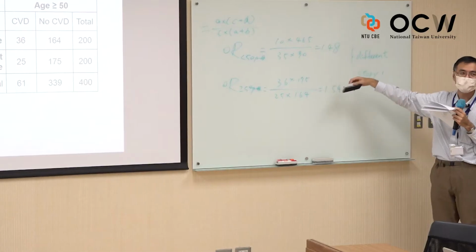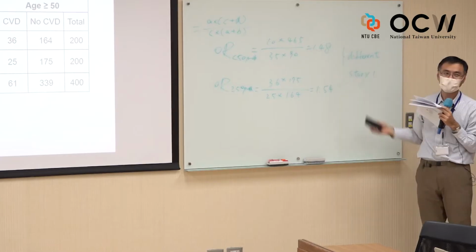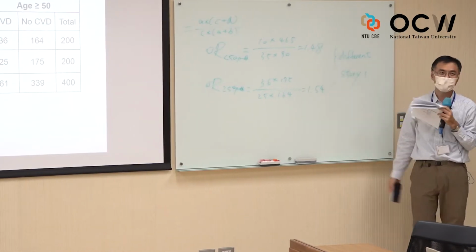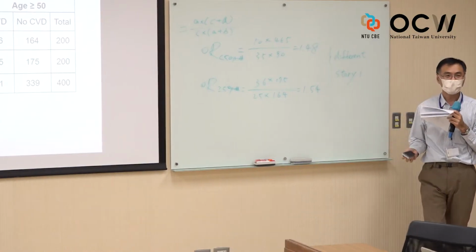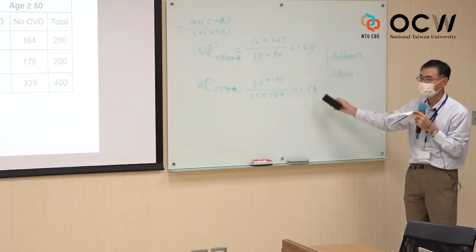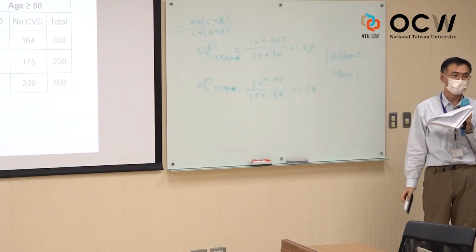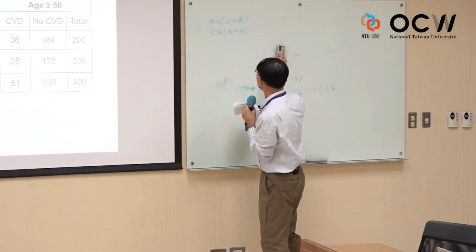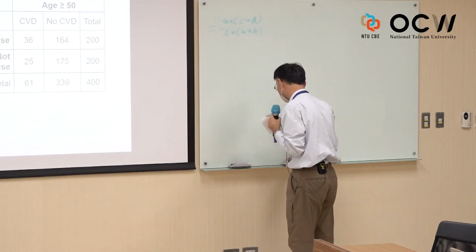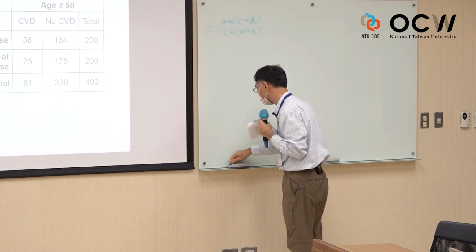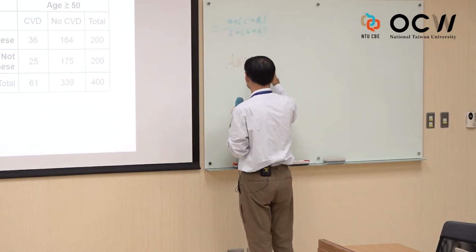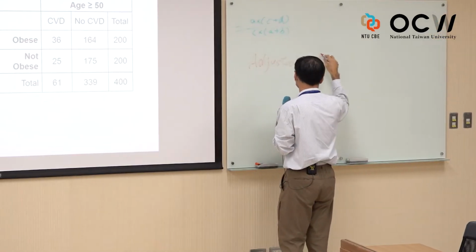This is not adjusting. This is just showing the fact that for the people younger than 50 and for the people older than 50, it's about the same. So the effect of obesity doesn't change because of age, right? That's the conclusion. Now let's do it for the pooled odds ratio estimation, or sometimes we call it the adjusted OR.